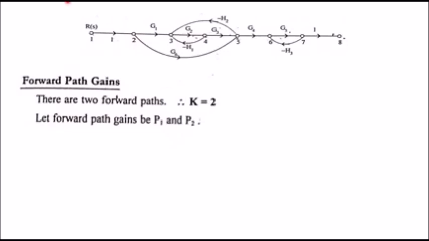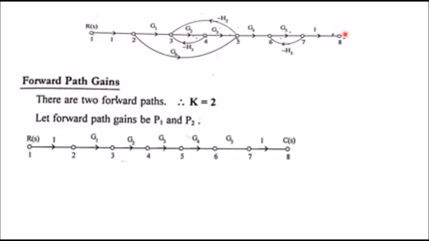Before finding the forward path gain, we need to find out what the forward paths are. You can see from this graph, we can start from here, go straight in this way and reach the end node, that is C of S. Write C of S here, I forgot to write it. So this is my first forward path. So what is the gain? Just multiply all the transmittances in this line, so we get P1 equal to G1, G2, G3, G4, G5. Here 1 and 1 also get multiplied, so nothing changes.